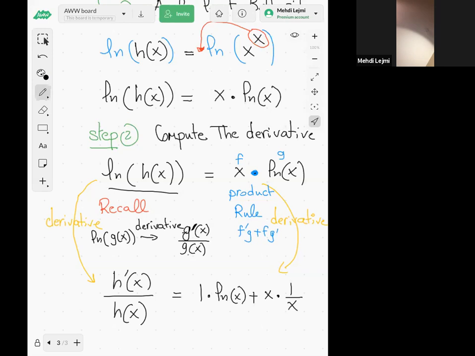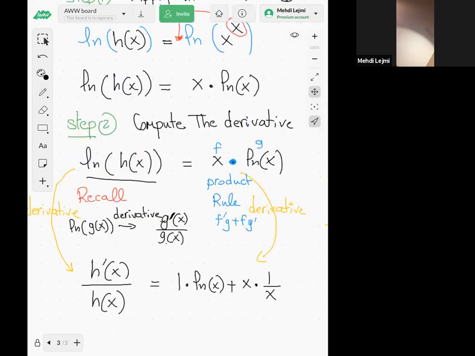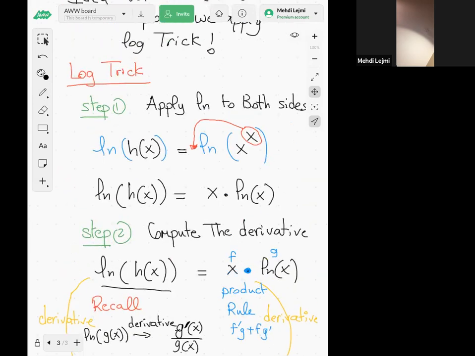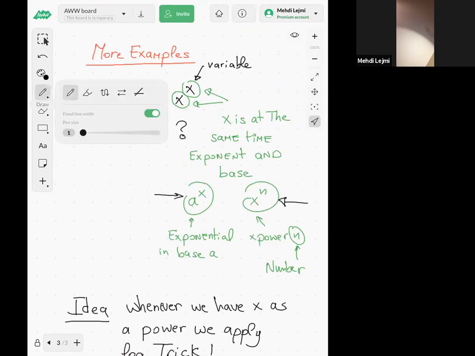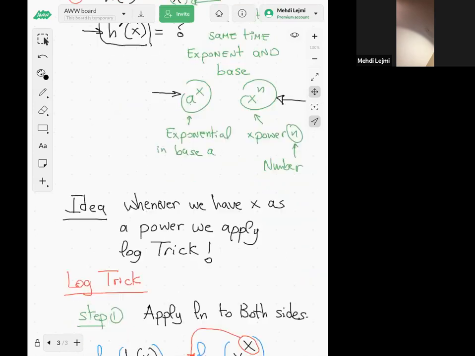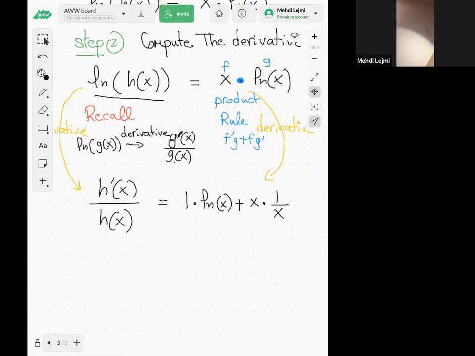All right, so then remember, guys, the goal is to compute the derivative of h of x. Remember, we said that h of x is x to the power x, and we want to compute h prime of x. That's our goal. So let's come back here to this step number 2. We are almost there.